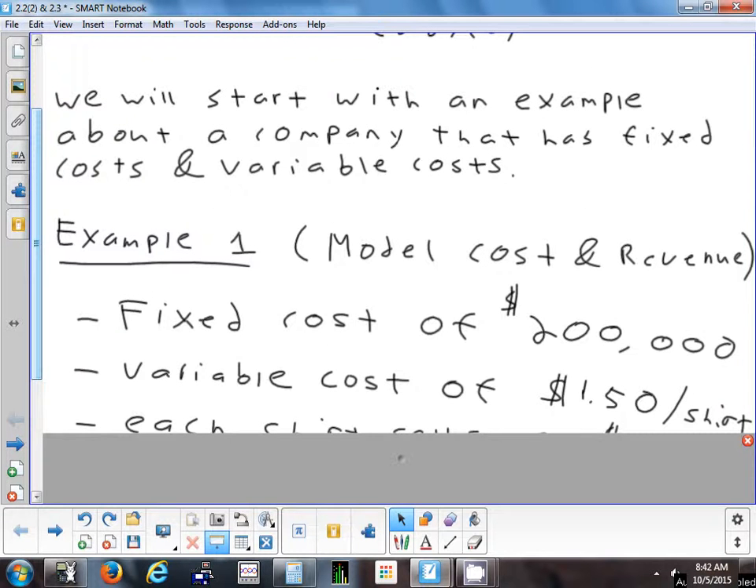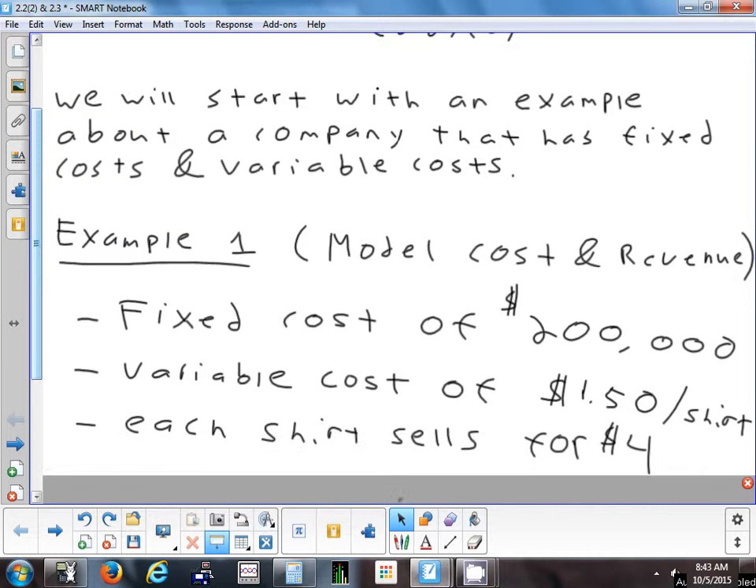This particular company is going to make T-shirts, and they have a variable cost of $1.50 per shirt. The reason this is variable is because it depends on how many shirts they make. If they don't make as many shirts, it doesn't cost them as much. If they make more shirts, it's going to cost them more. But the salaries they pay the employees stay the same, regardless of how many shirts they have made. They sell each shirt for $4.